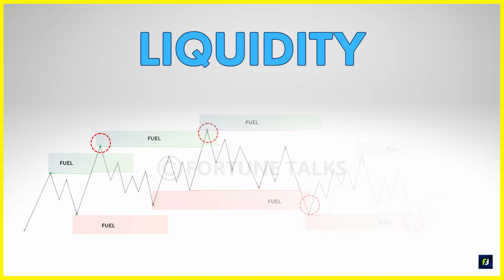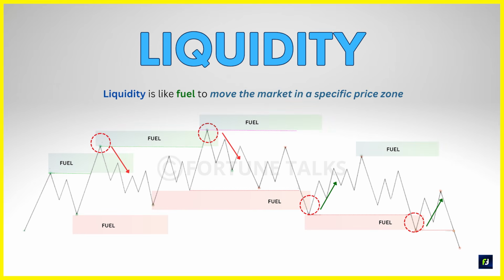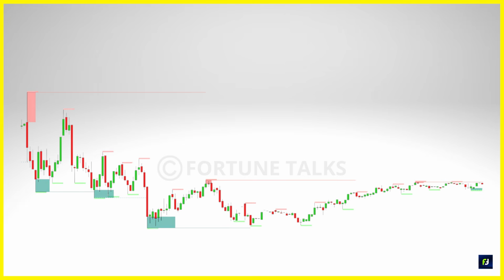I know most of you have a good idea about what liquidity is. You might know it as the fuel that drives the market. You might even know that market moves from one area of liquidity to another. But if your charts look something like this, filled with potential liquidity zones, then it could be a problem.